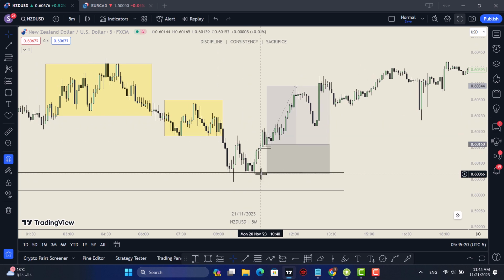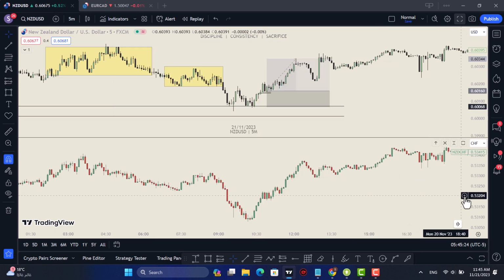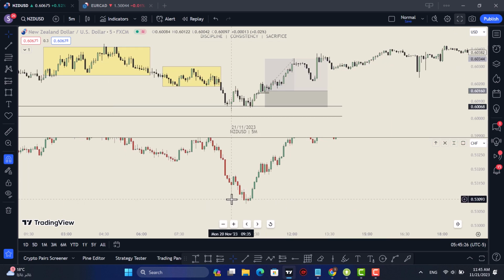Instead, we have an SMT divergence. So as you can see here, right, this is the New Zealand dollar against the CHF Swiss, right? This is clear SMT divergence.